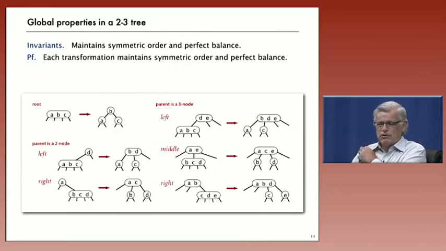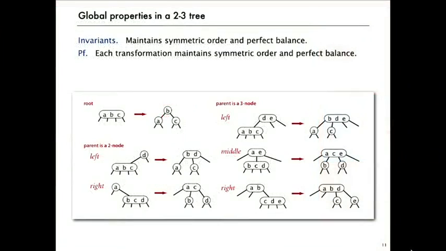So let's look at the global properties that these manipulations preserve. The two things that are critical is that in a 2-3 tree we always have symmetric order, that is the order that we defined for 2-nodes and 3-nodes. And we also have perfect balance. The distance from the root to the bottom is always the same. To prove that, we just need to show that each transformation maintains symmetric order and perfect balance. And these are all the possible transformations that we could do.